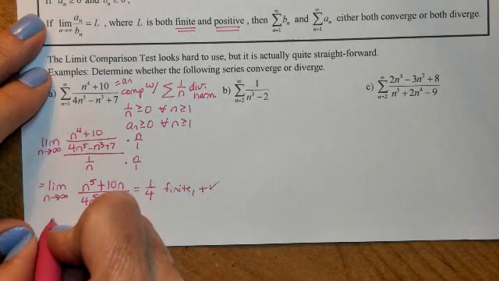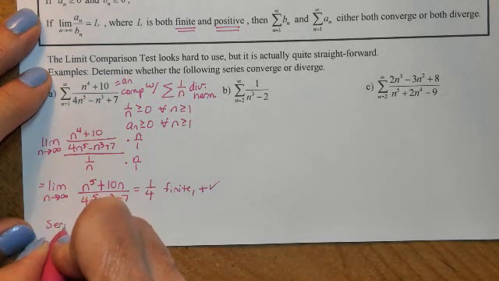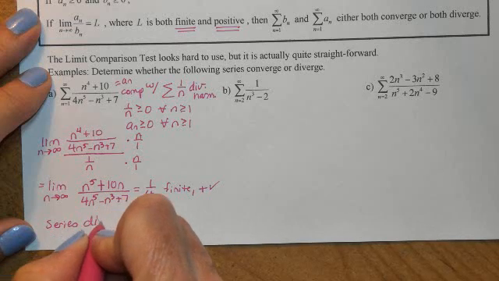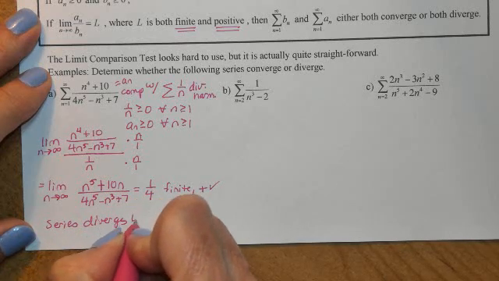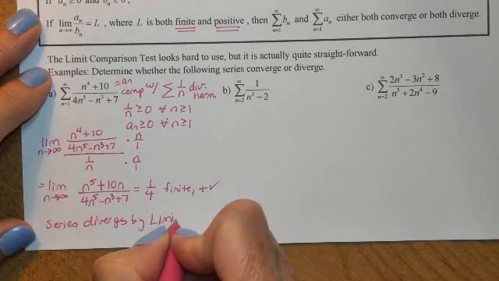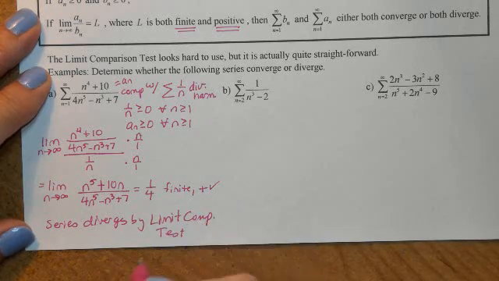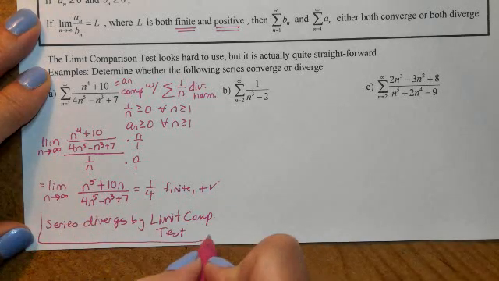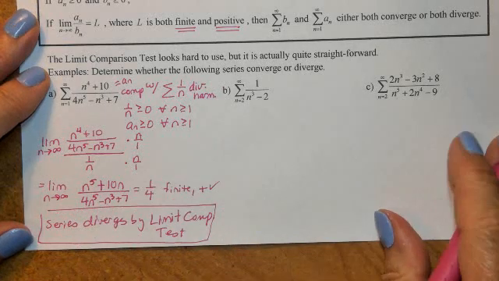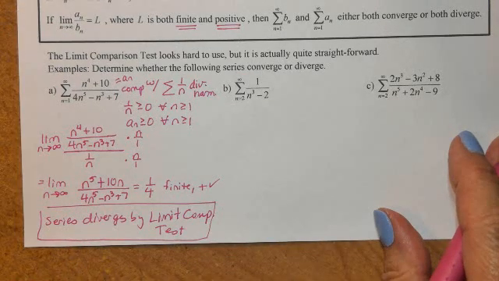Okay, so my series diverges by limit comparison test with 1/n. Okay?